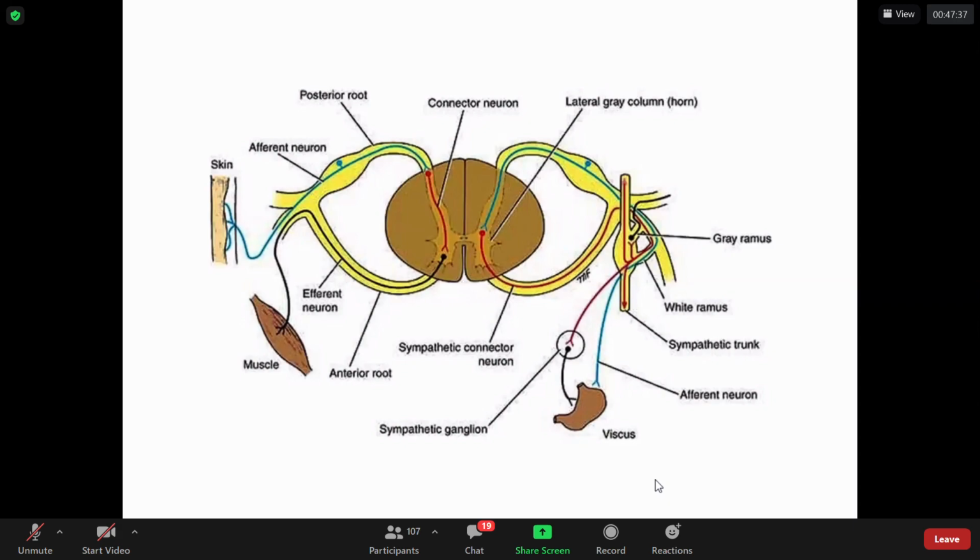If we look at the picture, the white ramus communicans is this one through which the fibers are entering, and the gray ramus communicans is this one. Through this the postganglionic fiber goes out. The postganglionic fiber is coming out from this ganglion. Why is it white? Because it is still myelinated. This is a myelinated fiber, that's why it is white. And when there is a synapse and the postganglionic fiber starts, it is not myelinated. That's why it is gray, and that's why it is called the gray ramus communicans.